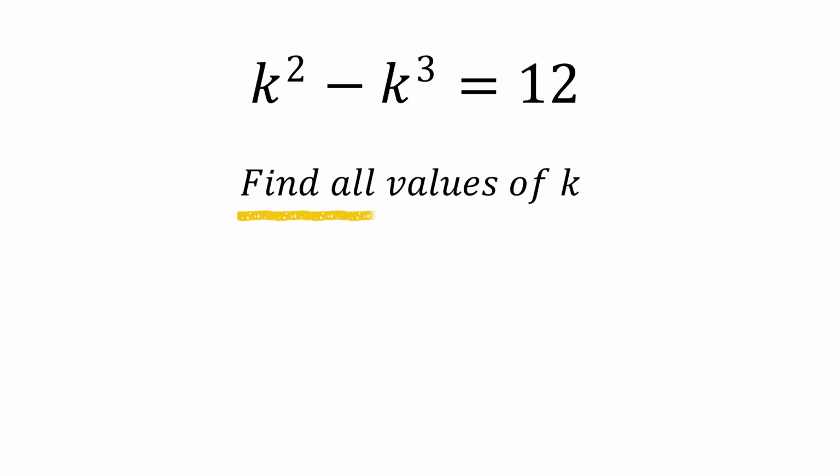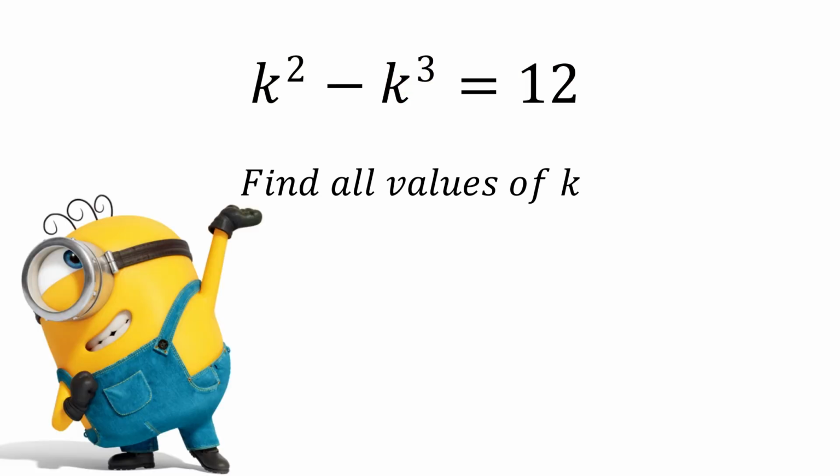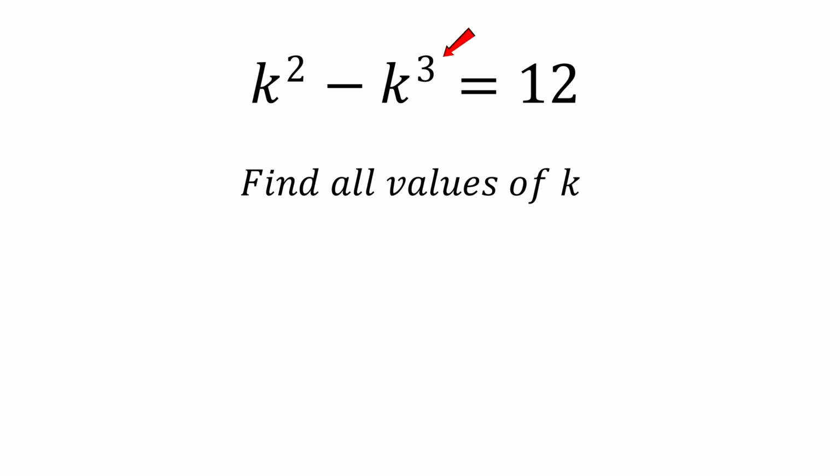We want to find every value of k that satisfies the equation k squared minus k cubed equals 12. At first glance, this doesn't look especially inviting. There's a cubic term, a quadratic term, and a constant, all competing for our attention.